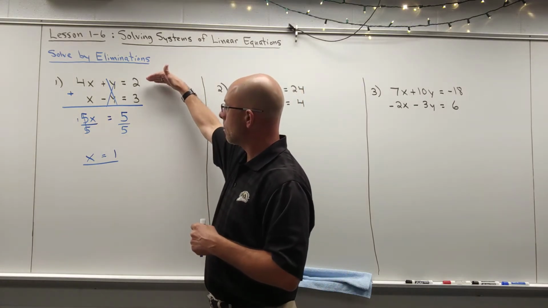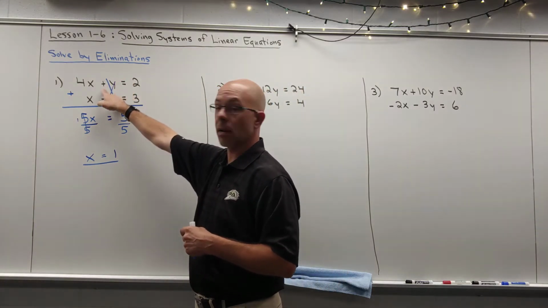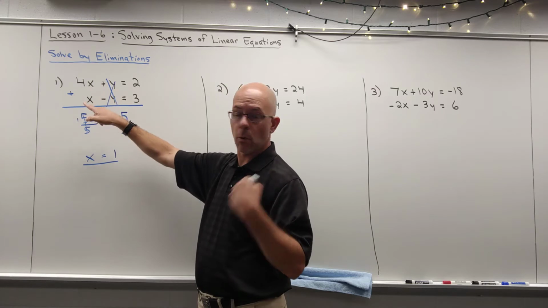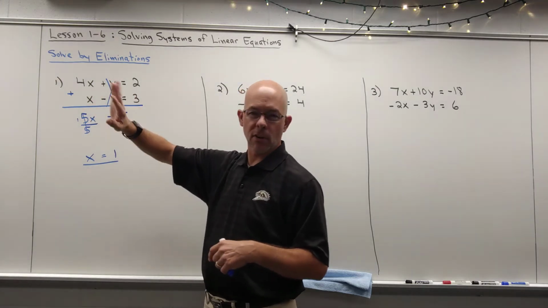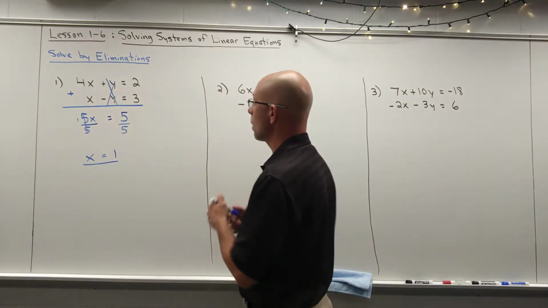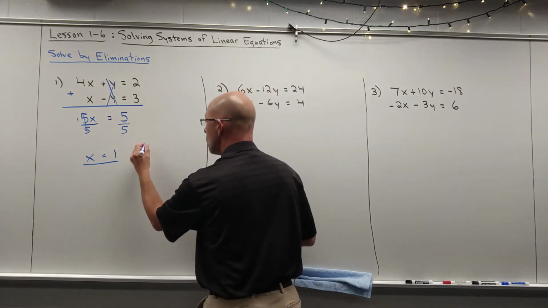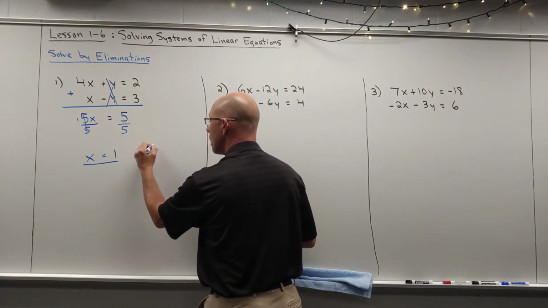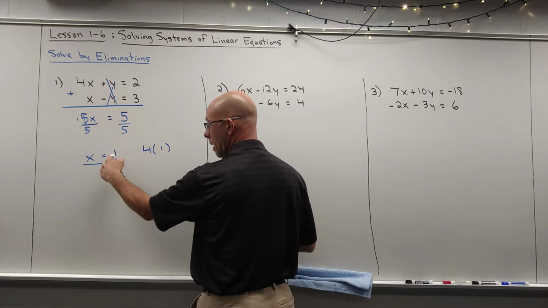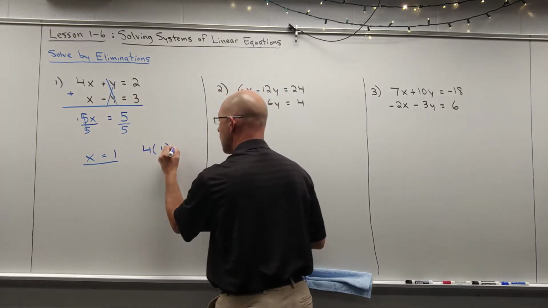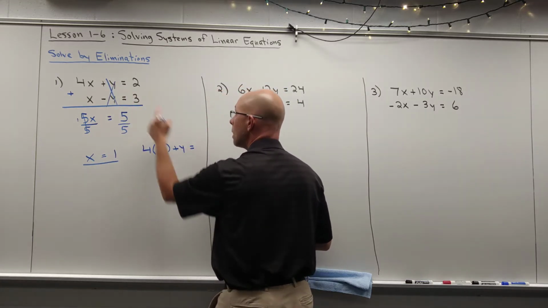I'm going to choose the top equation. I like the fact that the y has a plus sign in front of it. I know I'm solving for y. This y has a negative in front of it. I don't like that as much. So we're going to take this equation, which is 4, the x is now 1, plus y equals 2.